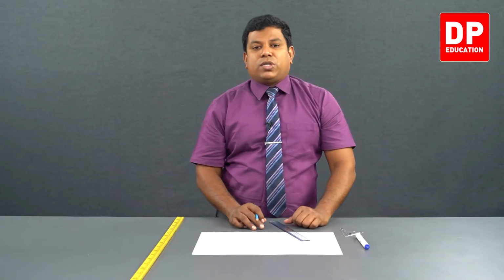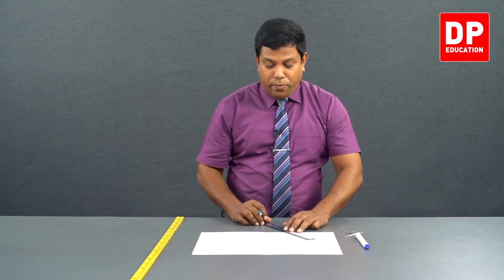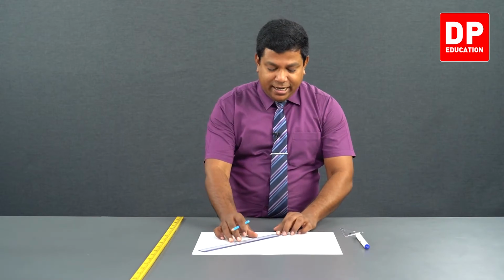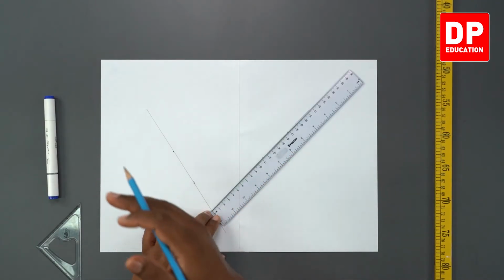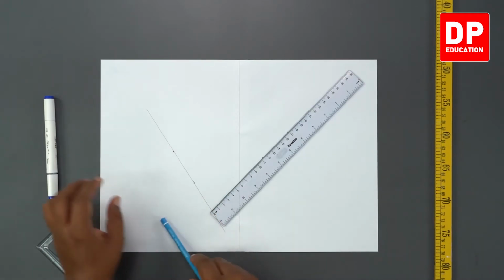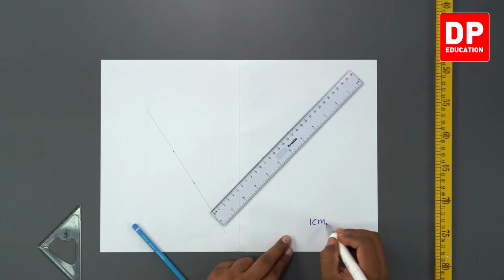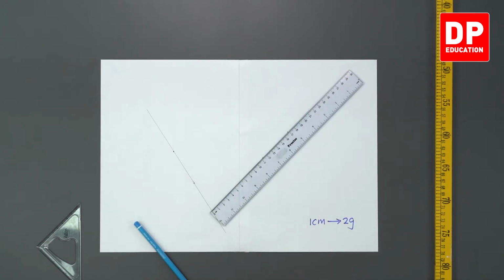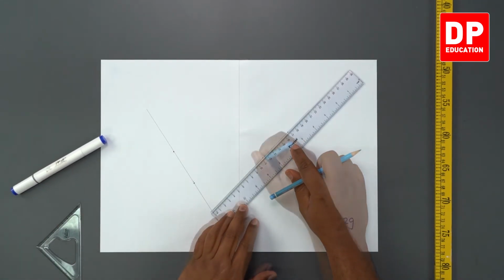This time I have used 20 grams and 30 grams. On this side 30, in this side 20. So shall we take 10 centimeters to indicate 20 grams? Then on the other side, I'll take 15 centimeters. That means I'm taking a scale of 1 centimeter to indicate 2 grams. Then 20 grams will be marked by 10 centimeters.